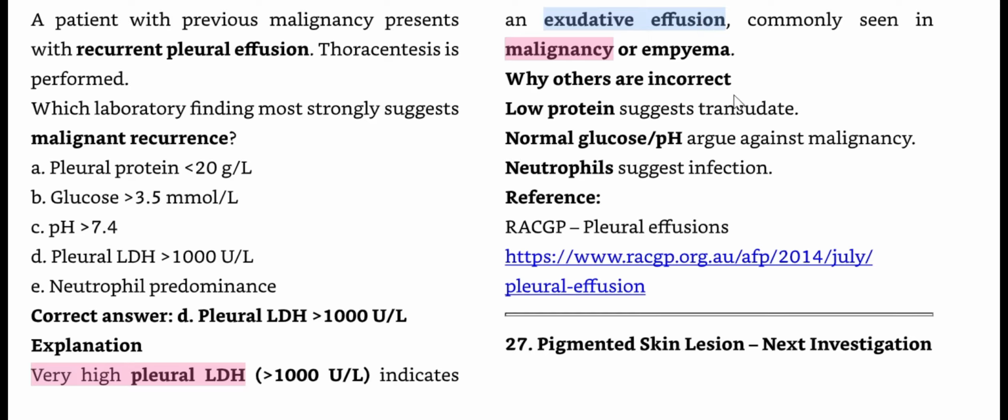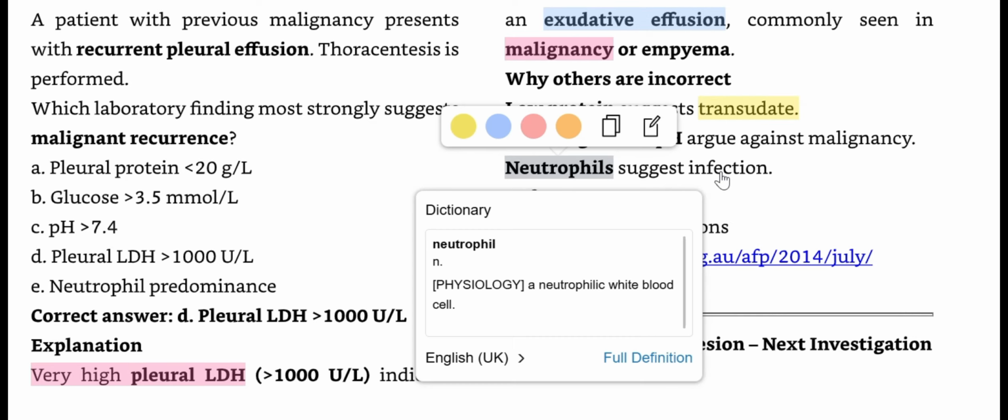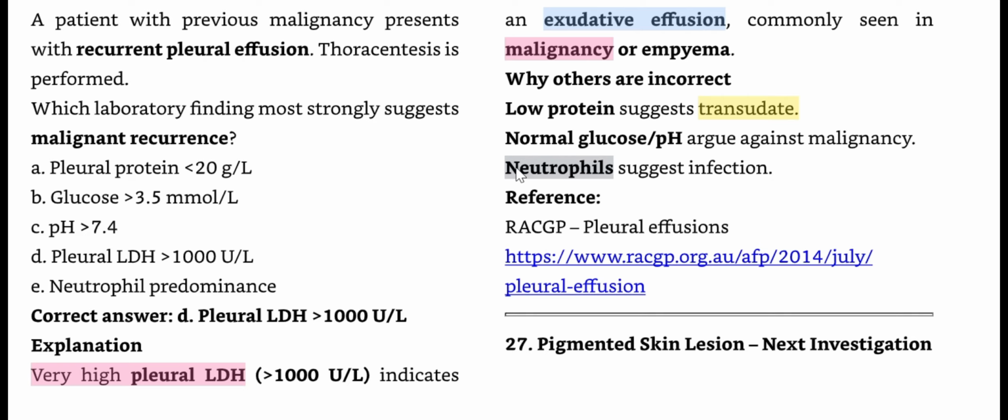The other options are incorrect. Low protein suggests transudate. Normal glucose and normal pH exclude malignancy. Neutrophil predominance indicates infection.